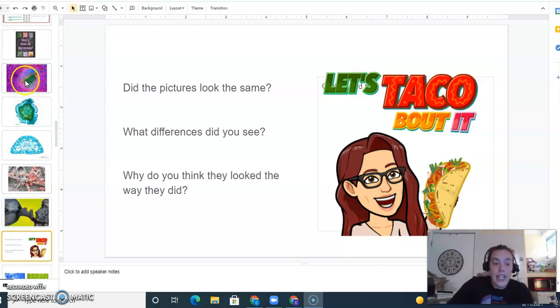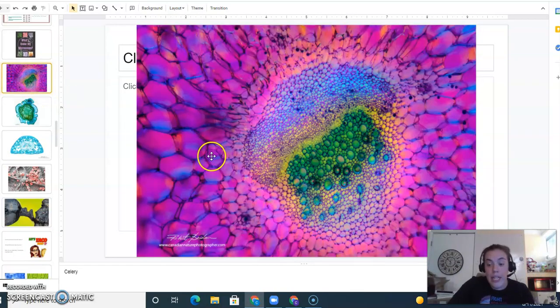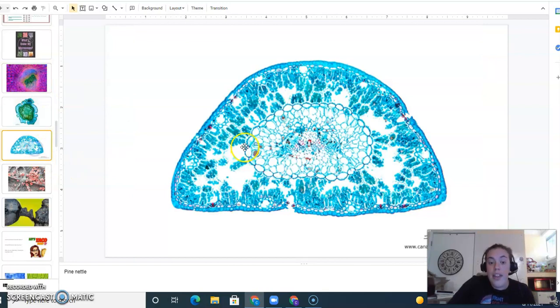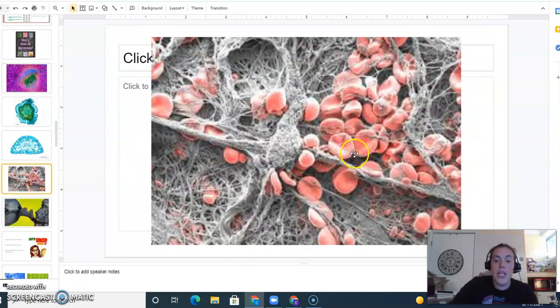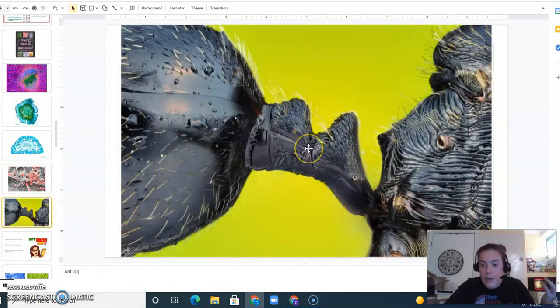So celery is going to have to absorb a lot and keep a lot more water than a pine needle. So see how these have these tiny little cells and these have these gigantic cells for water storage. Blood cells, for example, need to be super sticky and stick together, but that wouldn't be helpful to an ant's leg. He wouldn't be able to walk. So we are thankful to the microscope because we learned about cells, because now we can see cells, and we also learned that different structures have different functions.